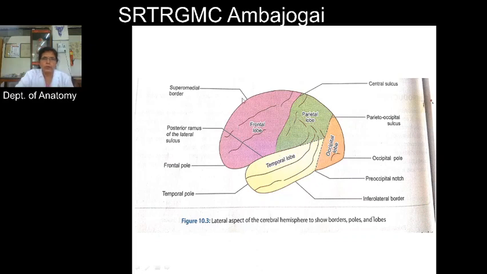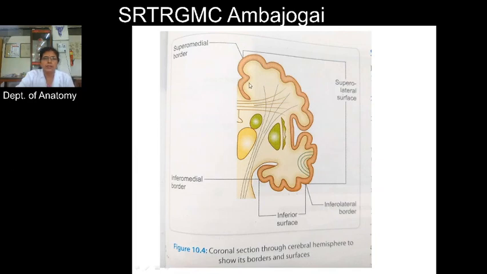Now surfaces. It has 3 surfaces. So this is the superolateral surface. This is the coronal section of the cerebral hemisphere which shows borders and surfaces. So at the superior aspect there is the superomedial border, present superiorly.